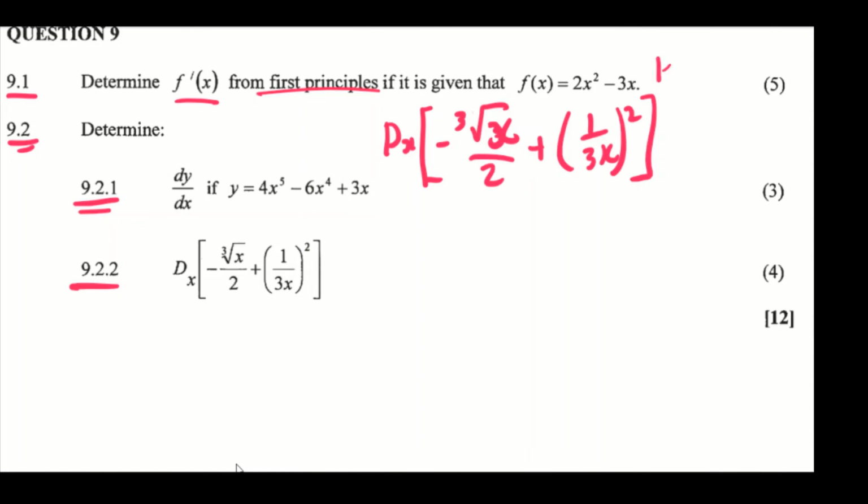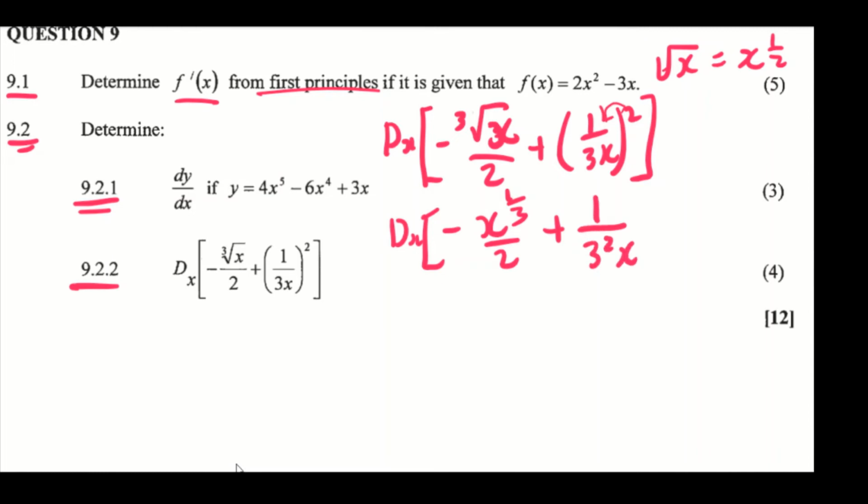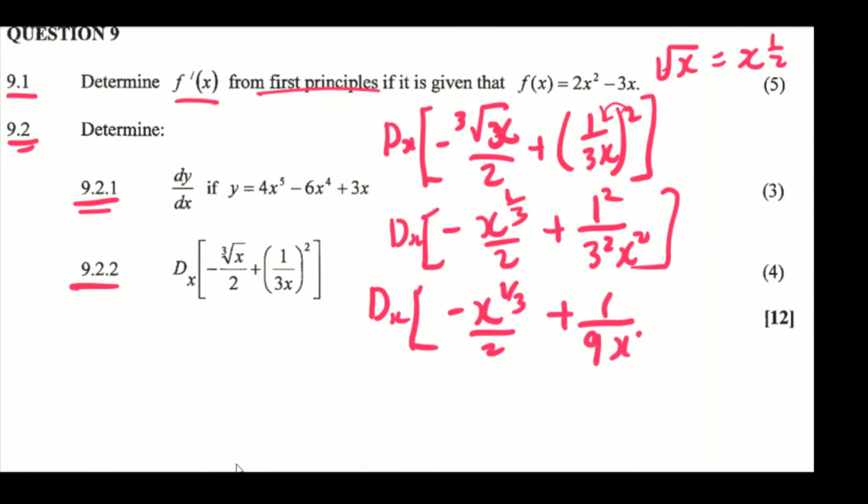We know that anything that's in the bracket, if it's the root of x, it's going to be equal to x to the power of 1 over 2, right? So in this case, it's going to be 1 over 3. So it's going to be d/dx of minus x to the power of 1 over 3 over 2 plus, so the 2 will multiply everything that is inside here, the power, to multiply the power. So you have 1 over 3 to the power of 2, x to the power of 2 and 1 to the power of 2, like that. d/dx is equal to minus x to the power of 1 over 3 over 2, and then here it's plus 1 over 9x squared.